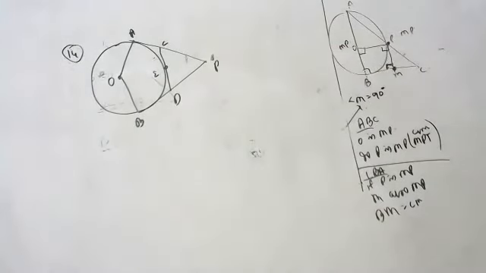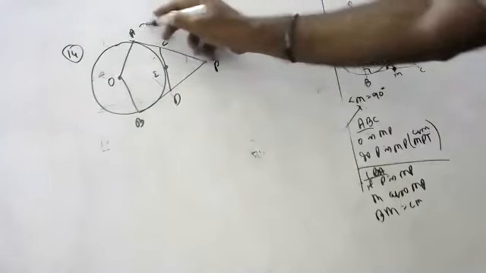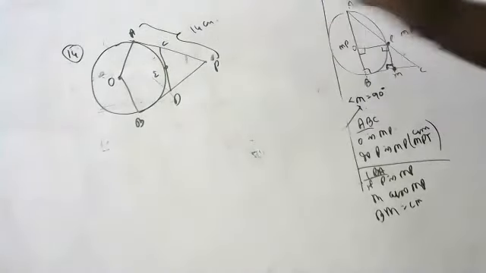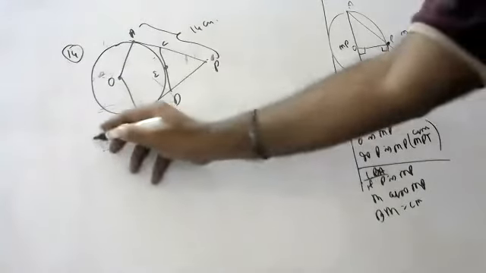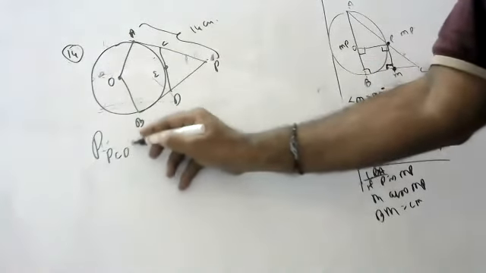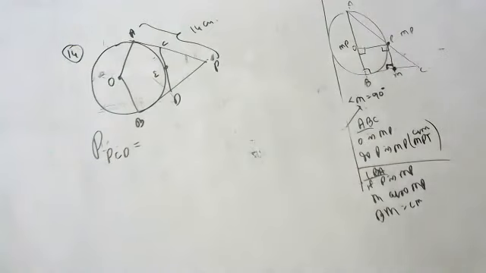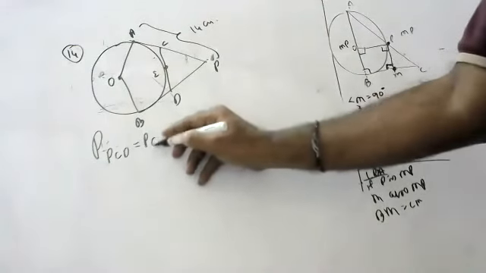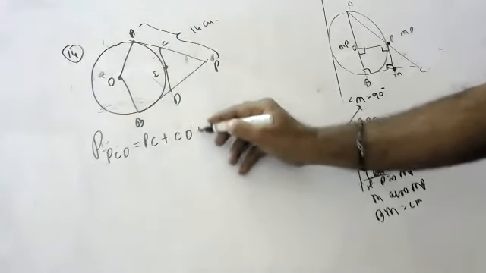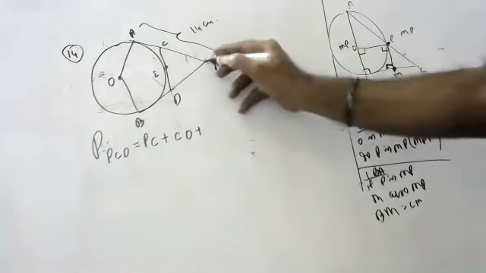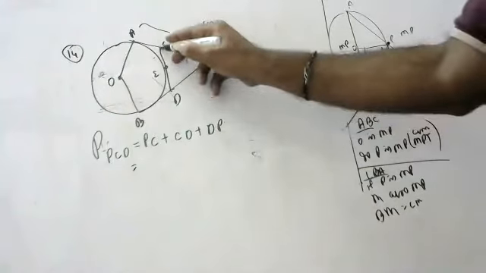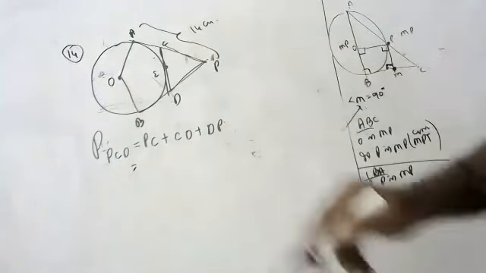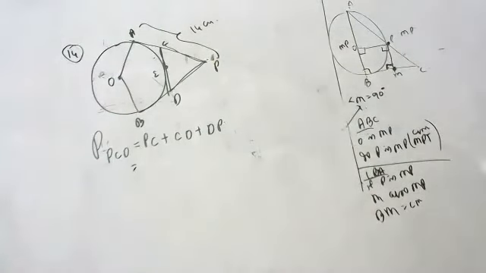PA is 14 centimeters, children. Find the perimeter of PCD. What is the perimeter of PCD? Can anyone tell what is the perimeter of PCD, children? PC plus CD plus DP. He's asking the perimeter of PCD only.